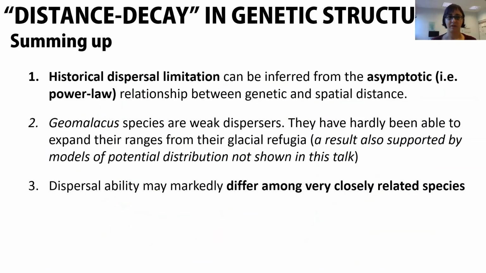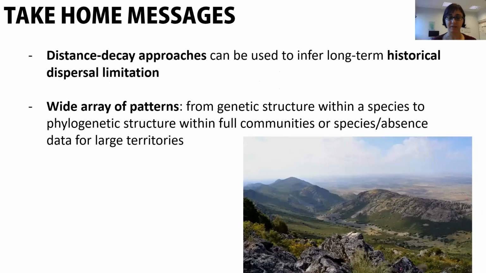So to sum up, with this study, we saw that historical dispersal limitation can be inferred from this asymptotic shape, which is analogous to how we are testing the functional shape in the distance decay models. And we also see that Haemalacus are weak dispersers, but also, and this is relevant, that very closely related species can have very different dispersal abilities.